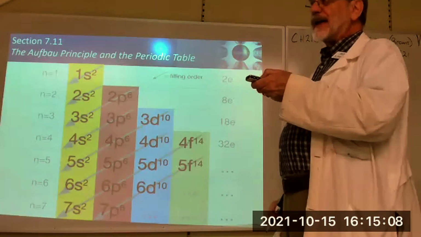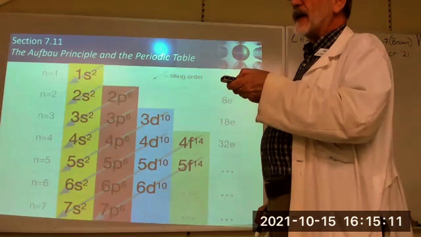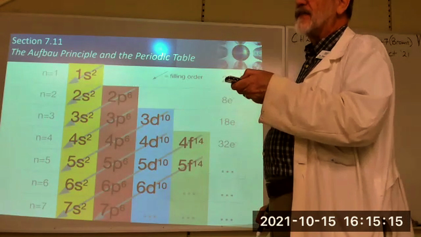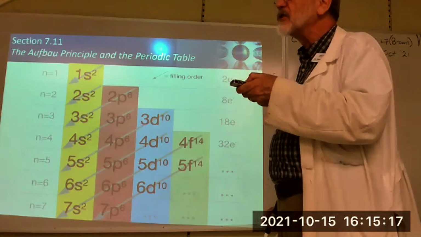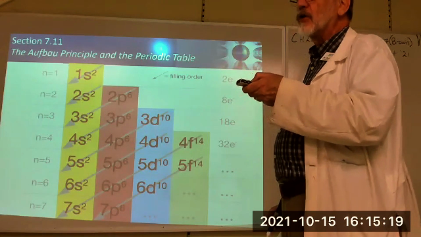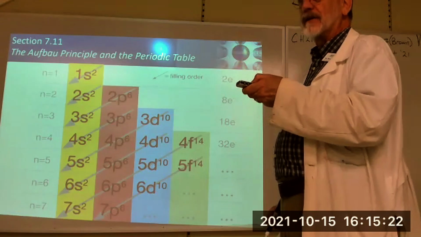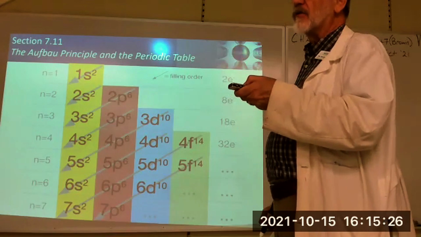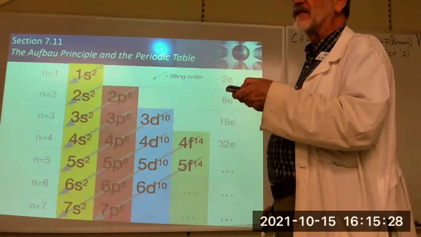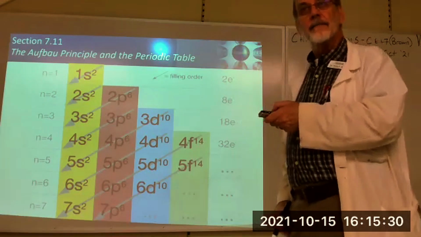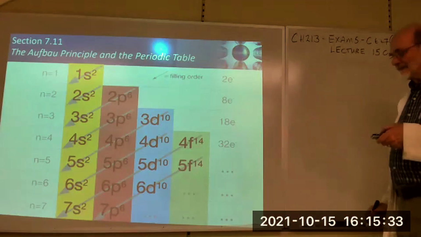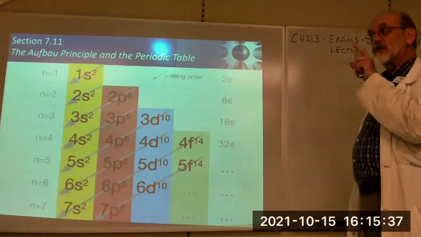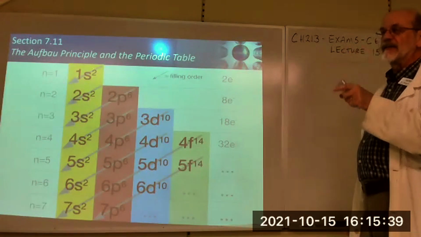So you're okay here on the s's and p's until you start getting the transitions. And then this fourth level, you go 4s, and then you have to back up to 3d's. And then you go back to 4p's. And now you're at 5s, now you go to 4d's. Okay? And if you know how the periodic table is structured, you can write the structure very easily.